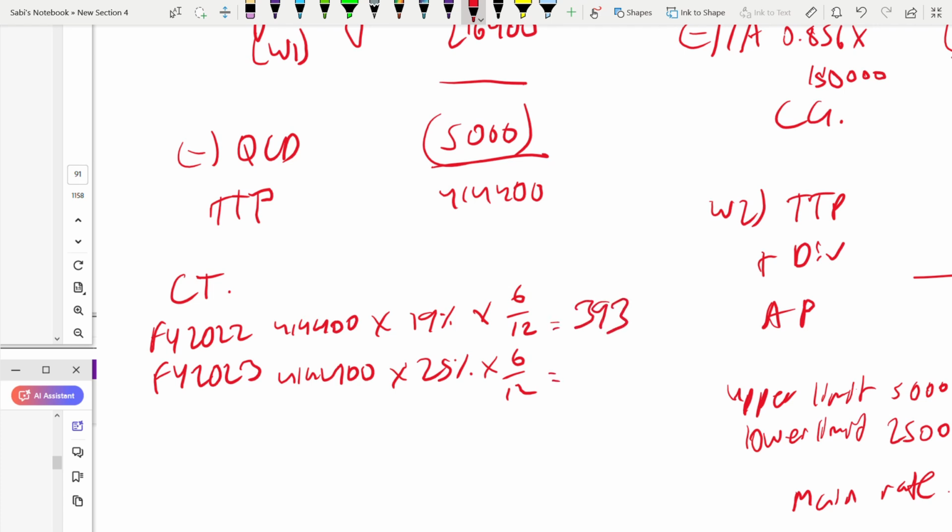$39,368 plus 51,800, add together, 91,168. This is the corporation tax. You can't take one corporation tax figure because there are 2 years, 2 accounting periods. They're straddling 31st March.